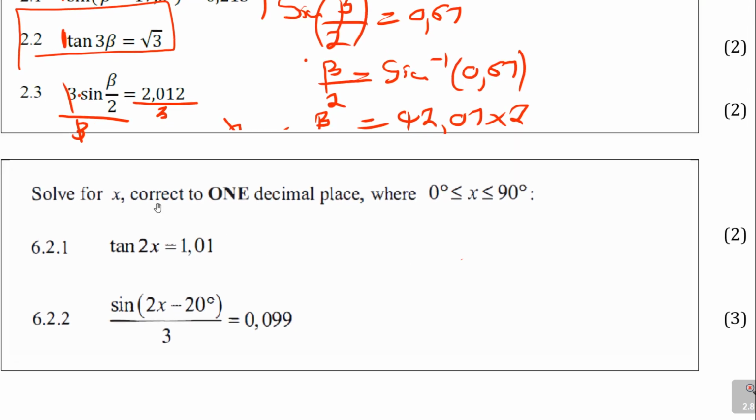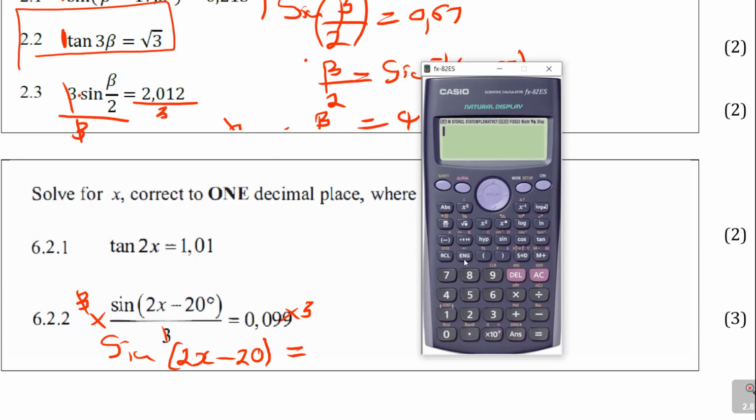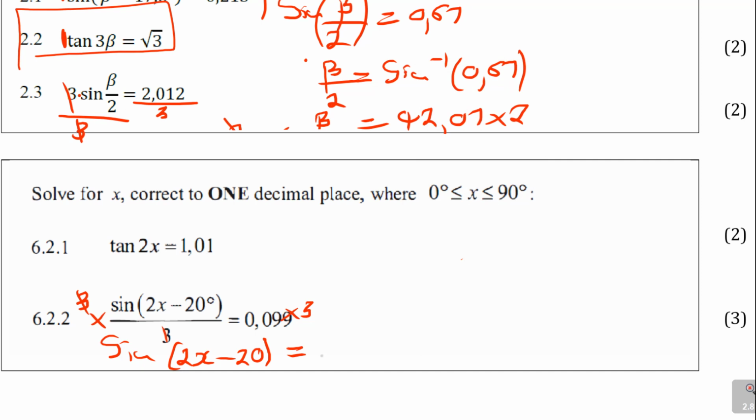This one is also simpler. We said when you're given this, you cannot do anything until you get rid of the 3. It is dividing, so multiply by 3 and multiply by 3, so that you have got sin 2x minus 20 is equal to this thing multiplied by 3, so it will be 0.099 times 3, which is 0.297.